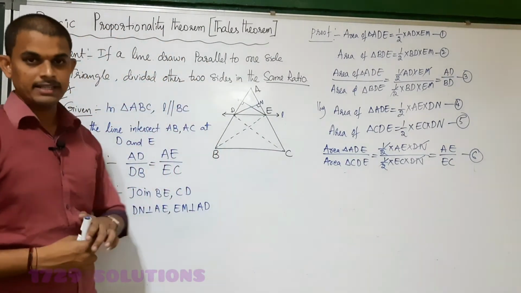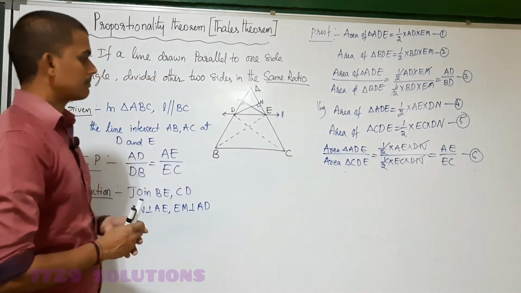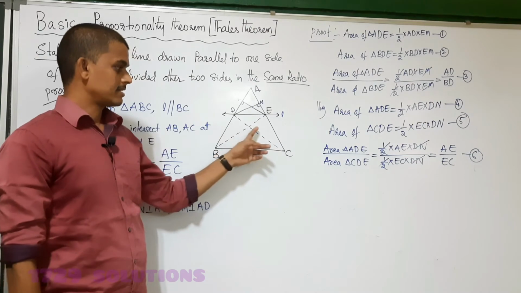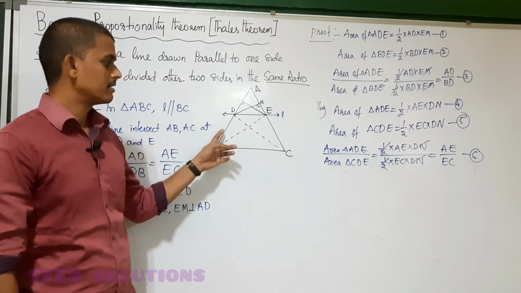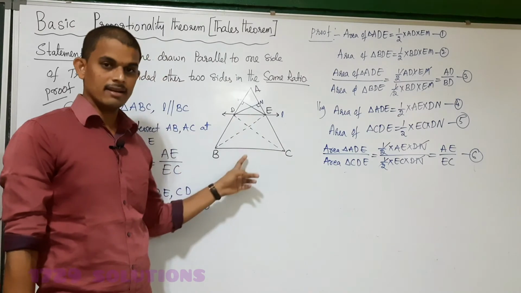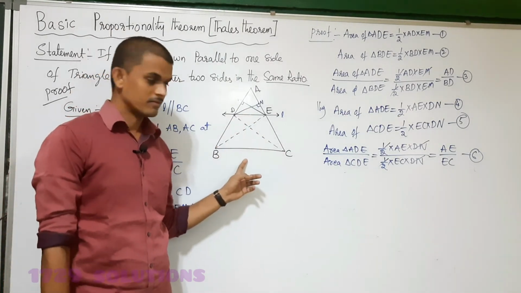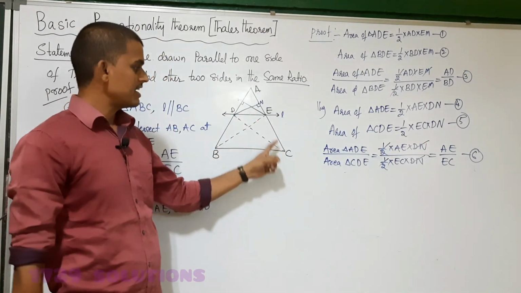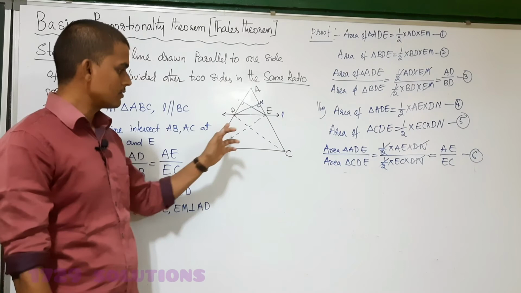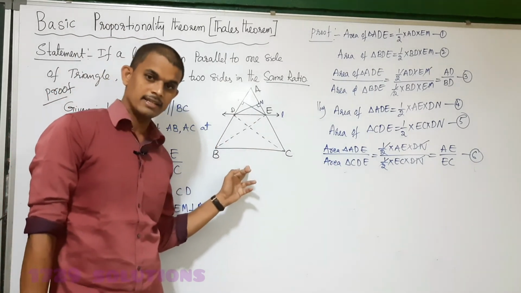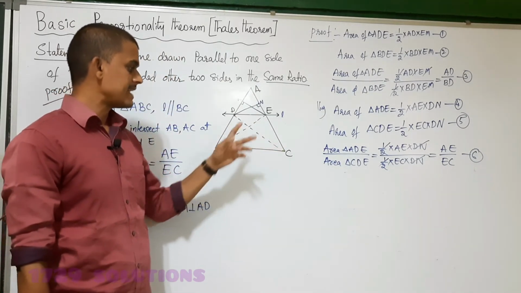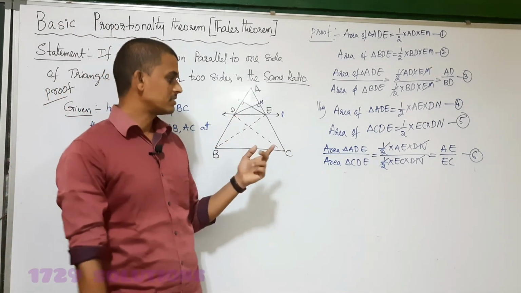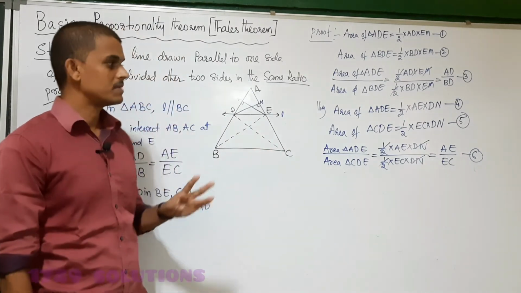Now there is one theorem in 9th class about parallel lines: if two triangles are between two parallel lines and have the same base, their areas are the same. What are the two triangles here? BDE is one triangle, CDE is another triangle. These two triangles lie between two parallel lines, and they have the same base DE. So that's why the areas of these two triangles should be the same.